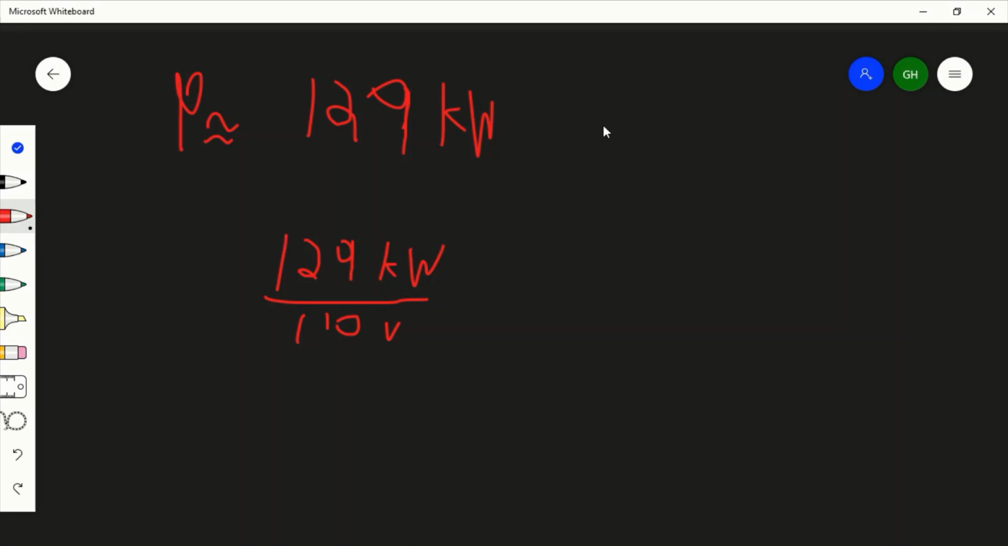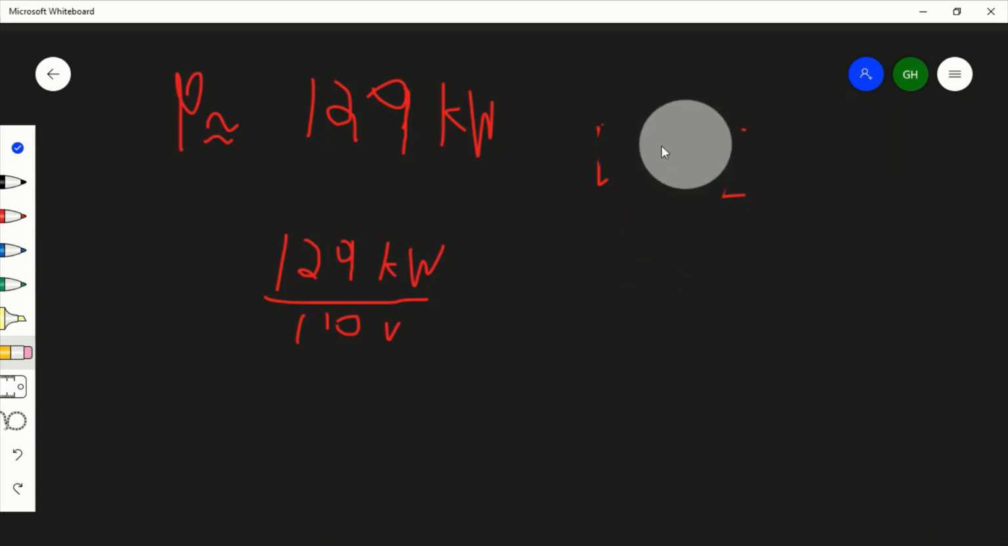And we're dividing this because we know that power is equal to voltage times current. And if we want to find current, then we can just divide power by voltage. This can also be done with a triangle, but I normally don't do it because I find it unnecessary, but that's just me, I guess.